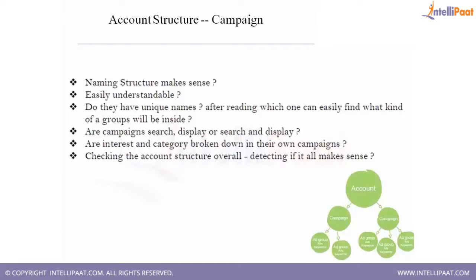Another thing to look at in the account structure is the interest category. Are they broken down perfectly for each and every campaign? Check the overall account structure. The last thing is again to check the overall account structure from a sense point of view. Does it really make a lot of sense? Are the campaigns somewhat different, and are the ad groups and the ad copies in continuation with what we are trying to advertise within the campaign? Right, so looking into the account structure is another thing which an AdWords auditor should look at.